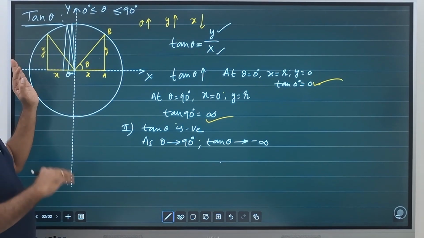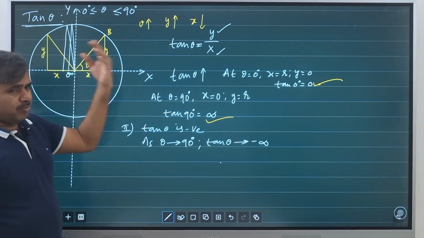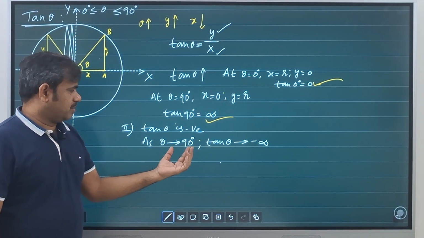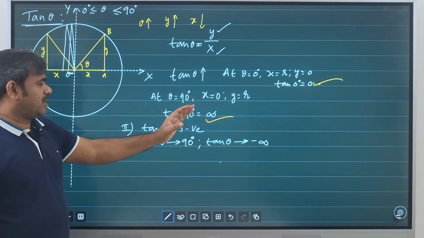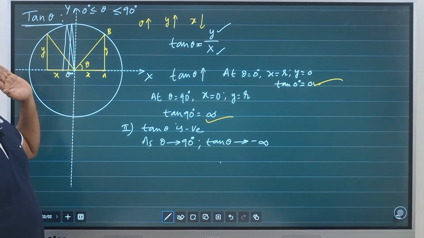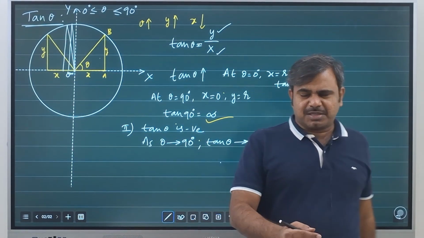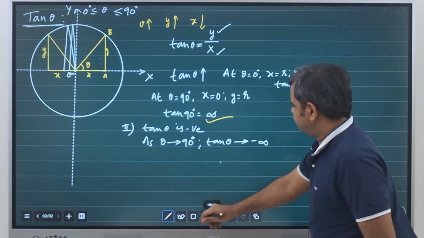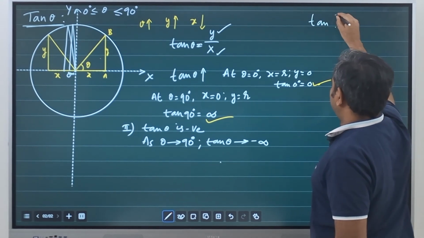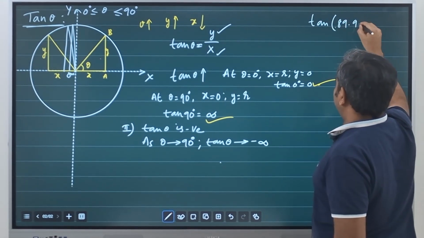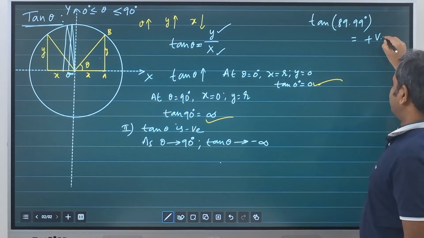As theta approaches 90 degrees from above, tan theta approaches minus infinity. As theta approaches 90 degrees from below, tan theta approaches plus infinity. Maybe using the calculator, in order to understand what I am saying, find out the value of tan 89.99 degrees. You will get a large positive value.